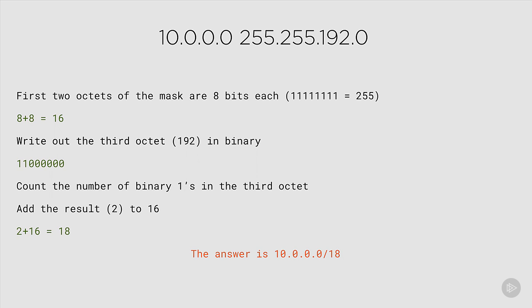So the answer would be 10.0.0.0/18. Remember earlier I emphasized how important it is to know binary. Going from dotted decimal to slash notation is very easy if you know binary. So what about going the other way, from slash notation to dotted decimal? Well, for that, let's look at our next customer request.